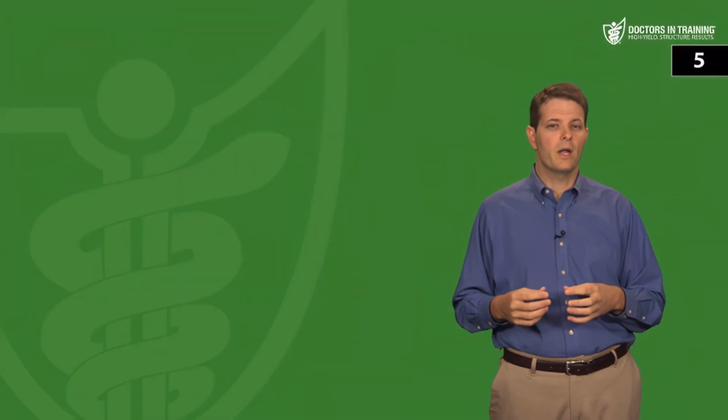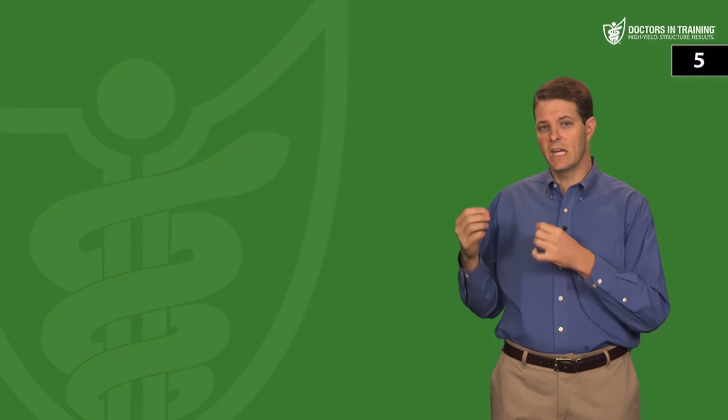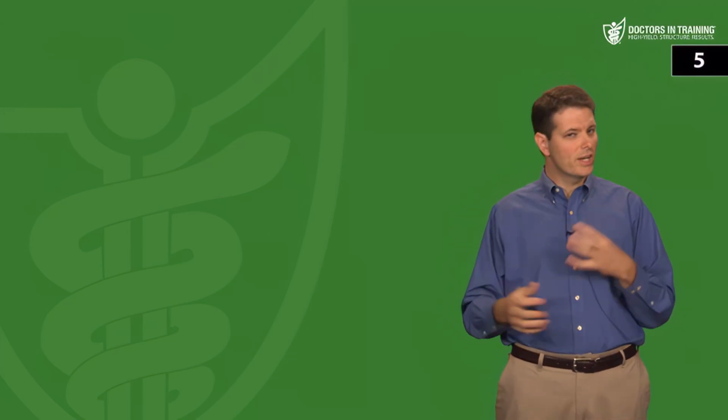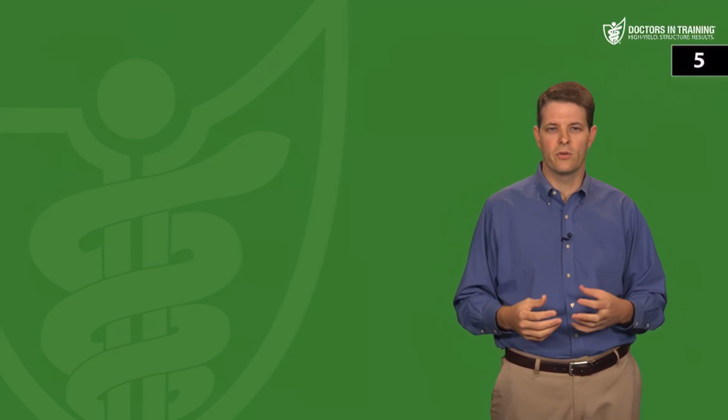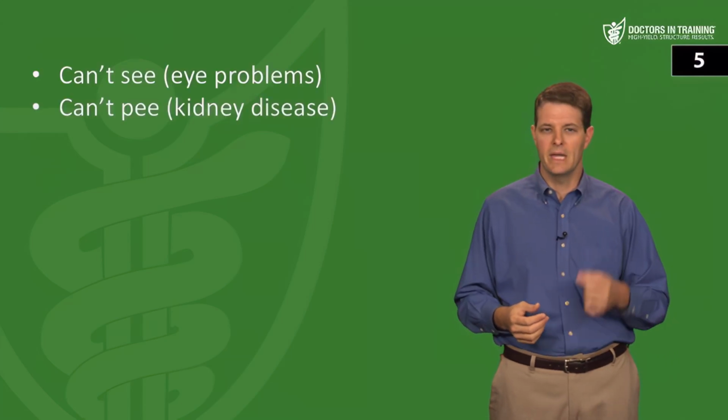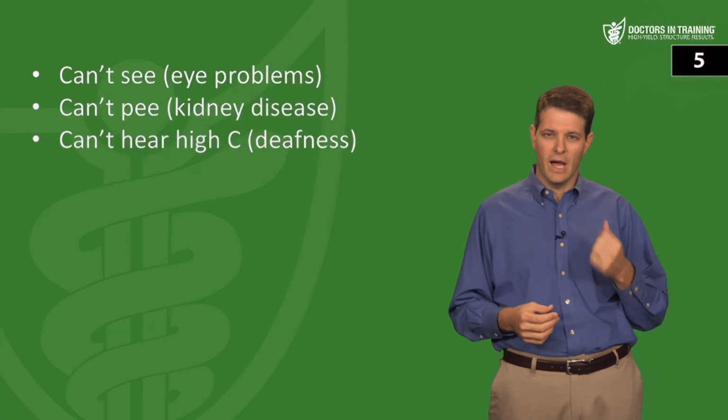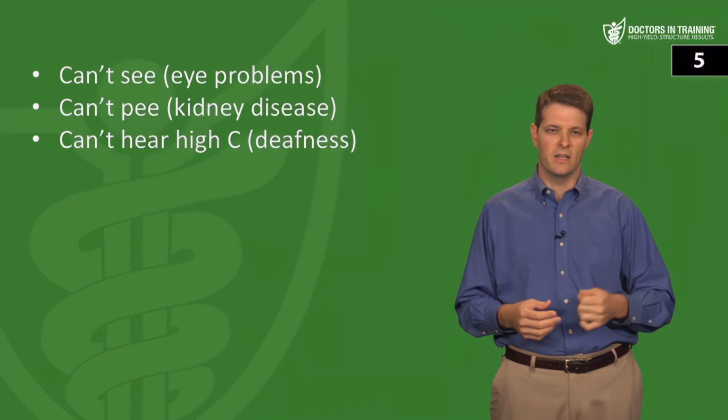So if you remember the mnemonic for reactive arthritis, can't see, can't pee, can't climb a tree, you can change that mnemonic around a little bit for Alport syndrome so it becomes can't see, can't pee, can't hear high C. Eye problems, kidney disease, and deafness. So that's it for collagen.